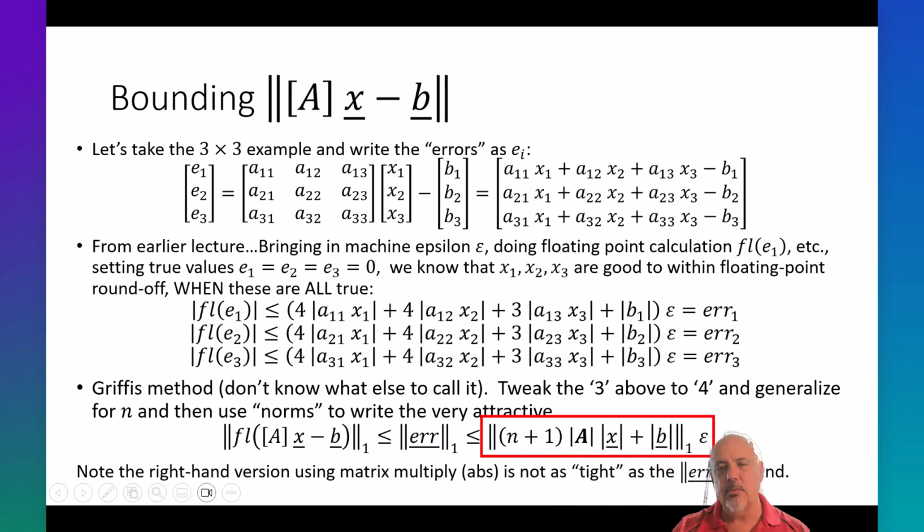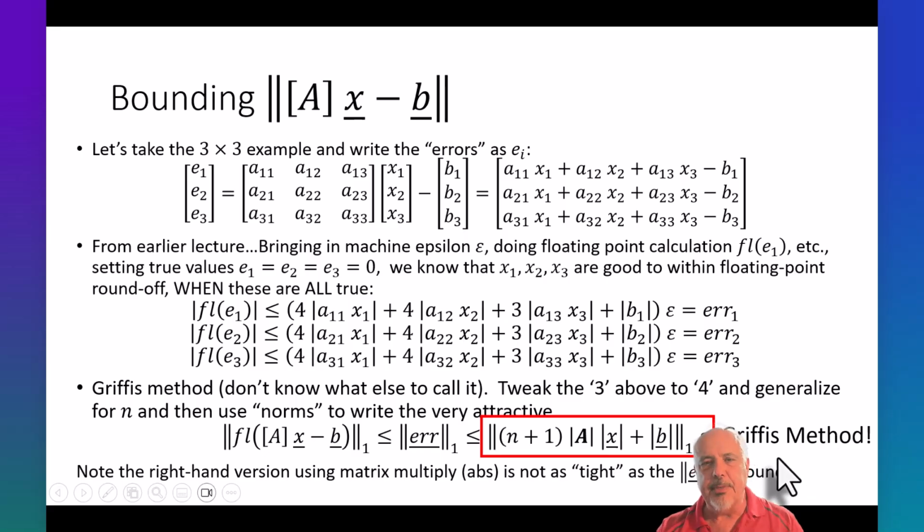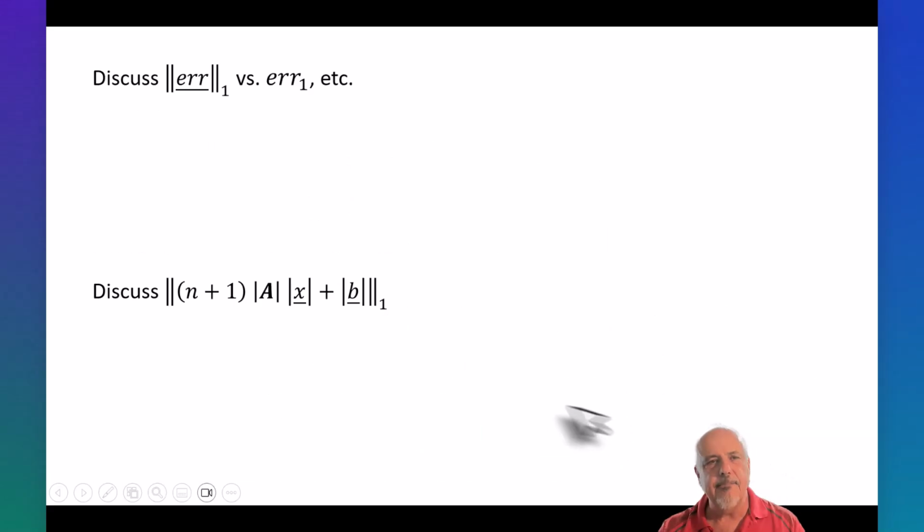So this is what I call the Griffiths bound. And it's not as tight, and I'm going to slide over here to the left. It's not as tight as the one bound, because we've kind of added in that extra thing there, making that a 4, so we could very easily calculate this. Okay, so that's the Griffiths bound, very easy to calculate.